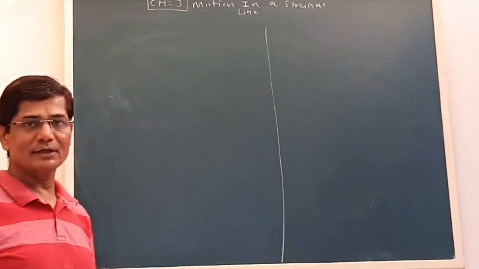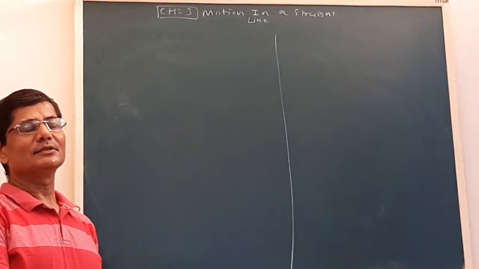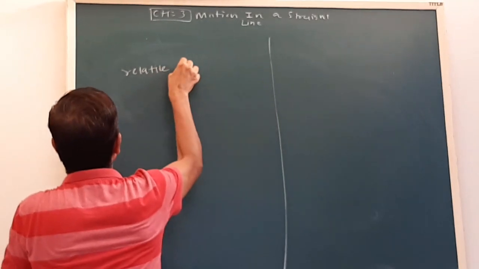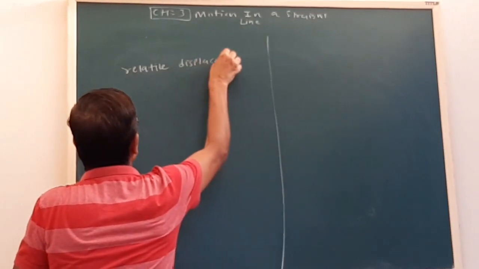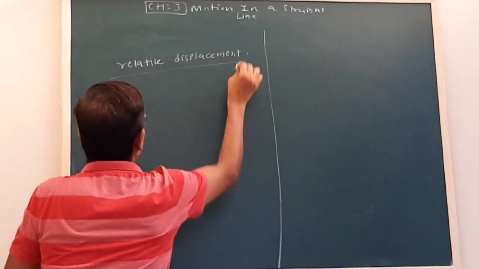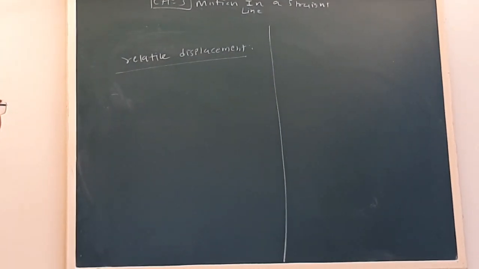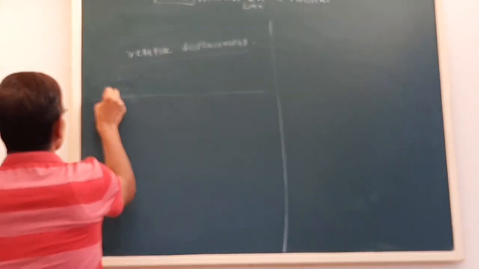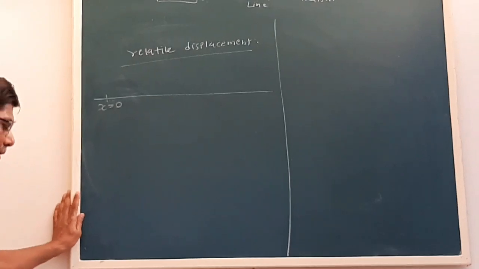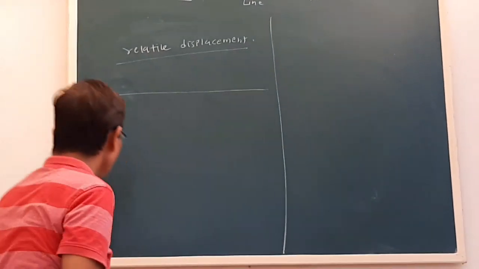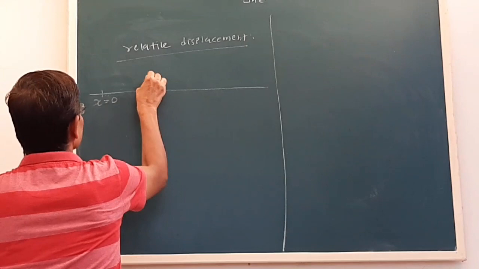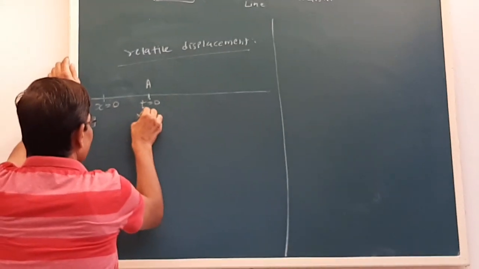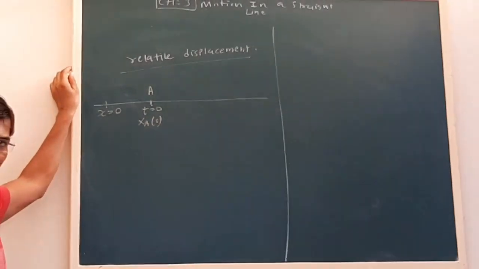Okay, now just now we have seen about the stopping distance. Now see, the next topic is relative displacement. And after this we'll see about the relative velocity. Now see, our motion is in one dimension. Let us say this is x equal to 0. Now let us say two objects A and B move in the same direction at t is equal to 0. The position of A, that we call xa, is the original position.